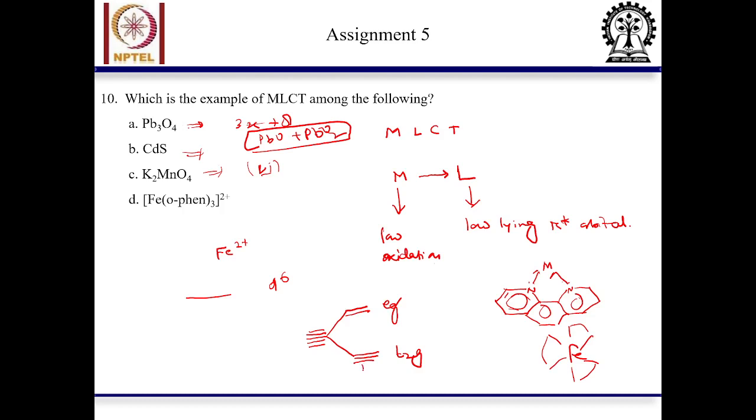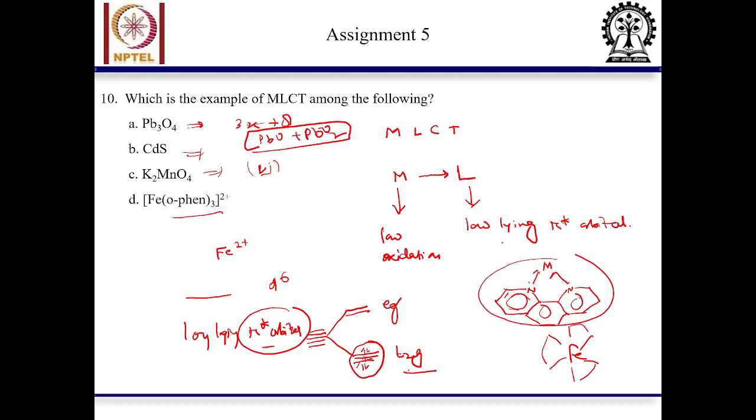So here you have 6 electrons, and it is a strong field ligand, so it will form a low spin complex. So it has 6 electrons in t2g, and 1,10-phenanthroline has a low-lying pi star orbital, right? So the transition between the t2g and the pi star orbital of phenanthroline, or phen basically, will give your metal to ligand charge transfer. So you have to know which ligands can form this metal to ligand charge transfer. They should have this low-lying pi star orbital.